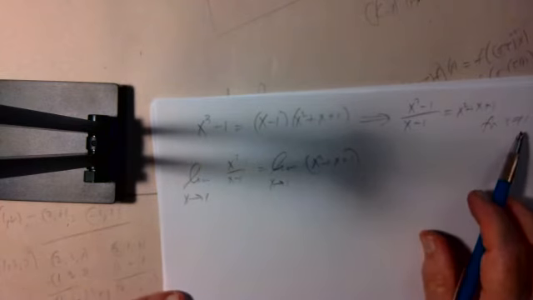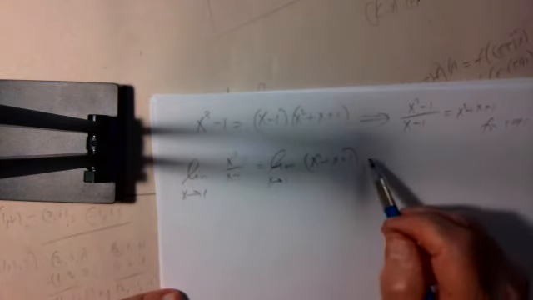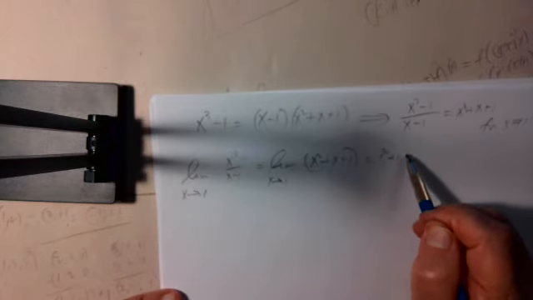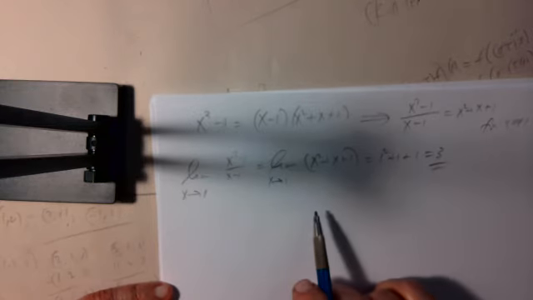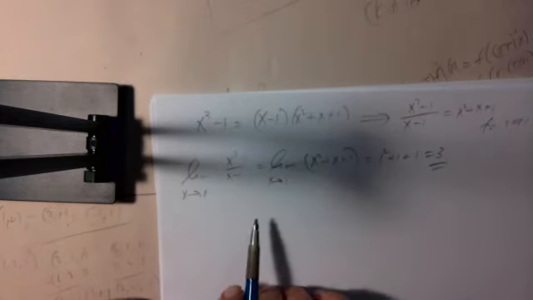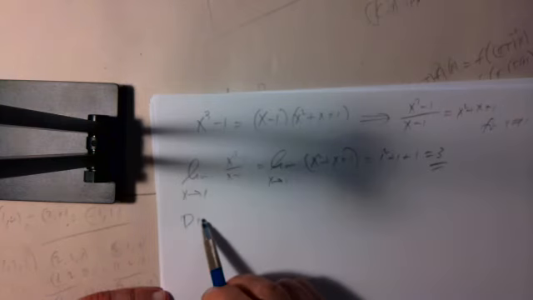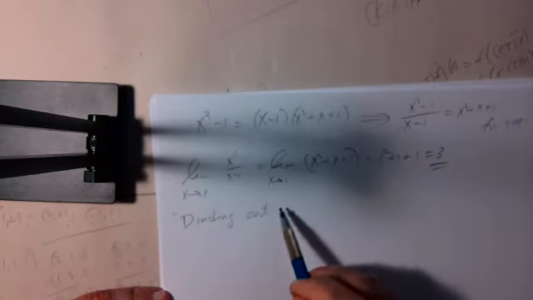And this is a polynomial. So you just plug in x equal 1. You have 1 squared plus 1 plus 1, which is 3. So this limit is 3. And this is sometimes called the dividing out technique.